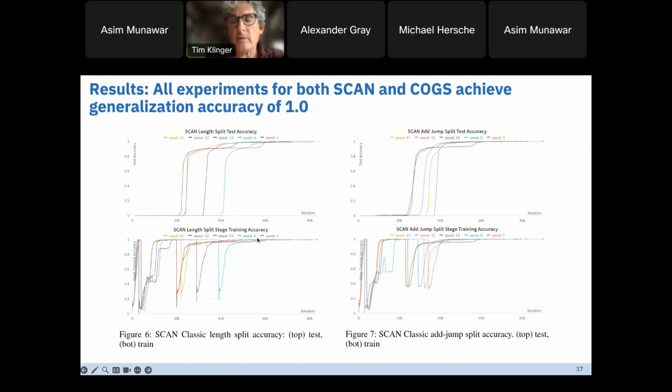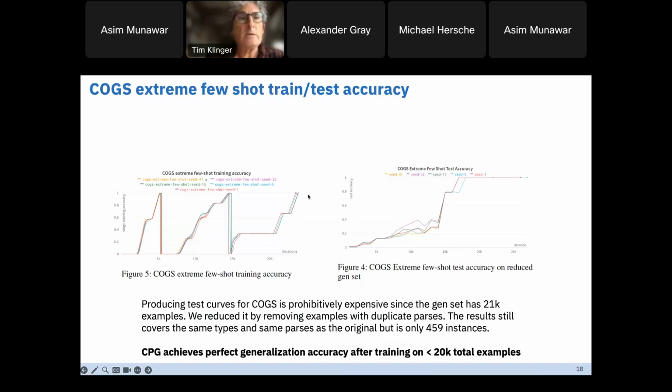The test curve here, I won't go into details, but that's the main takeaway. So next steps are to learn the grammar, the parser and the dictionary jointly. This can be difficult because it's a non-stationary problem. They depend on each other.